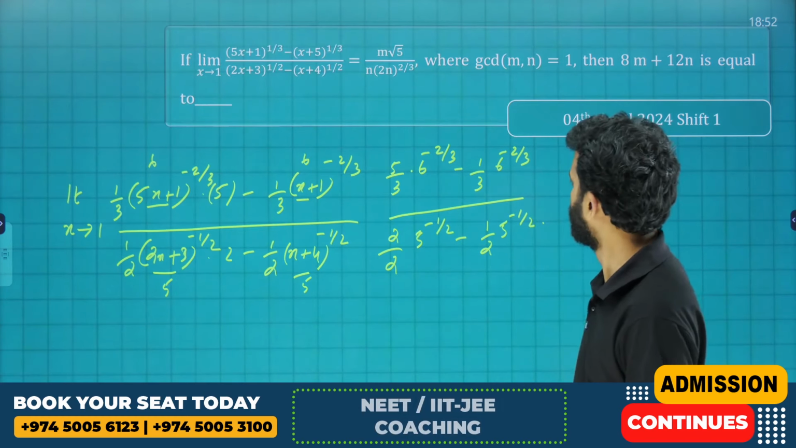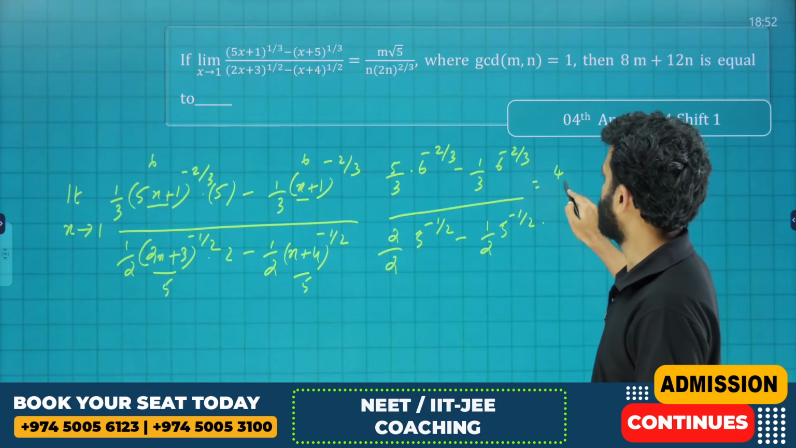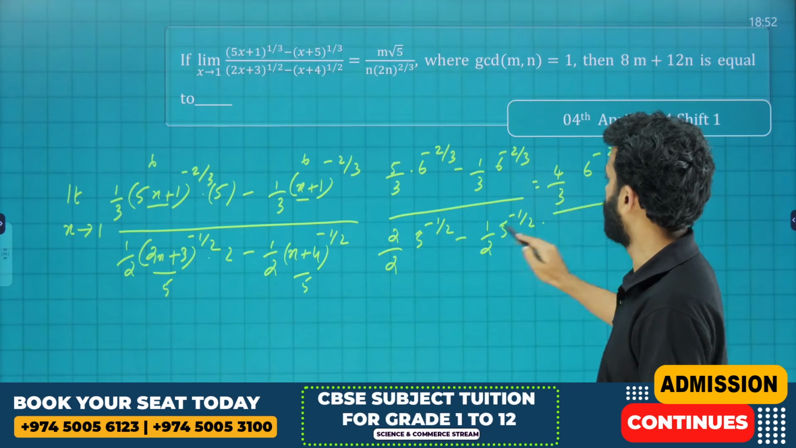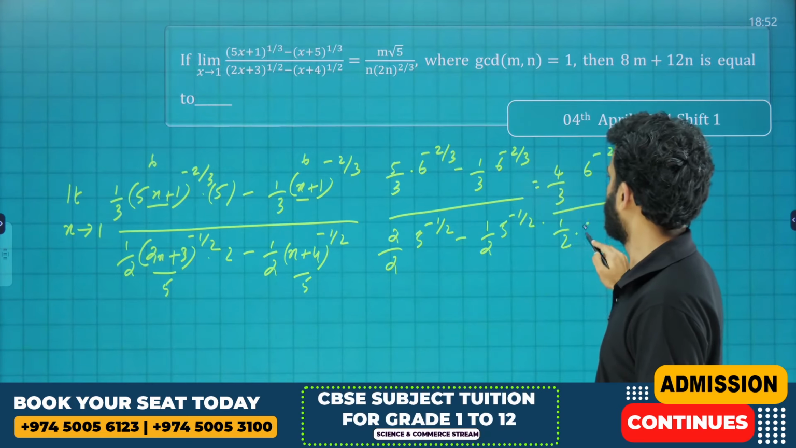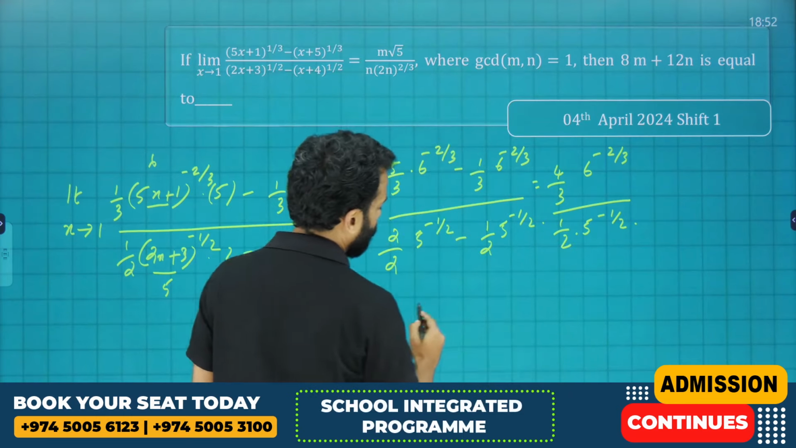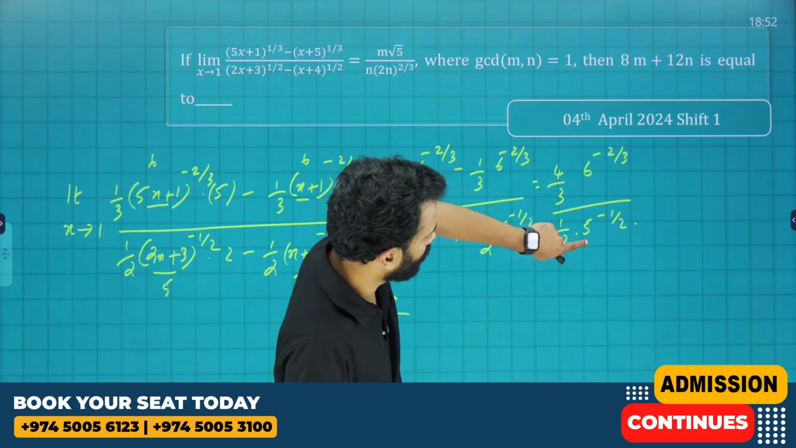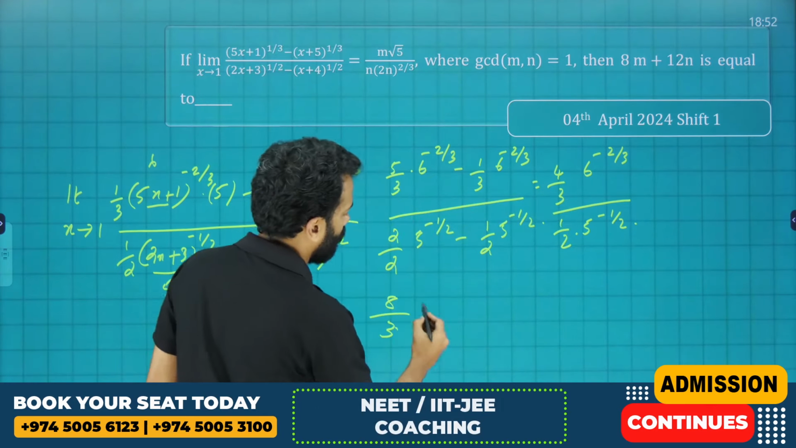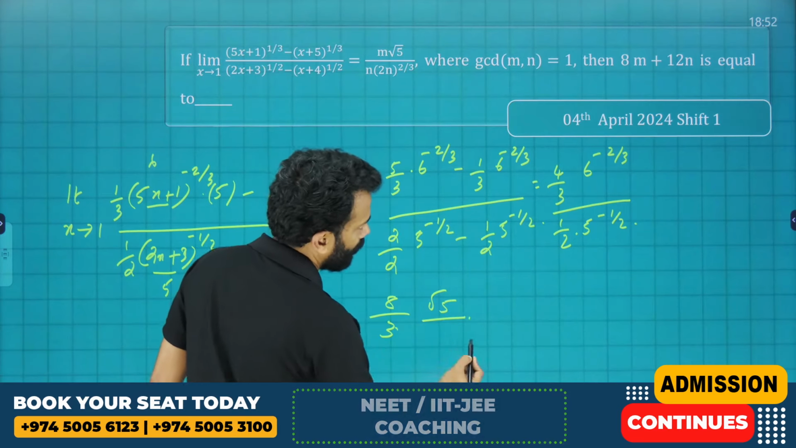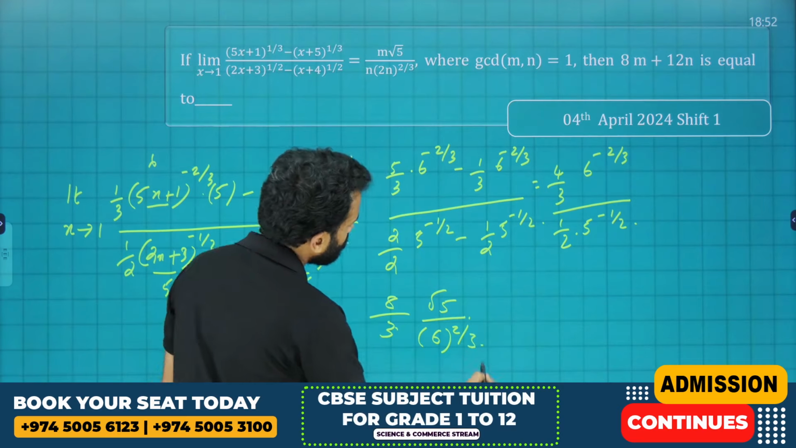Okay, hope you got the idea here. This will be 4 by 3, right? That is 4 by 3 into 6 raised to minus 2 by 3 divided by, this is 1 by 2 into 5 raised to minus 1 by 2. Okay, this will be 8 by 3, that is 8 by 3 into, if you take the reciprocals, it will be 5 raised to 1 by 2, that is root 5, divided by 6 raised to 2 by 3. That is 6 raised to 2 by 3.